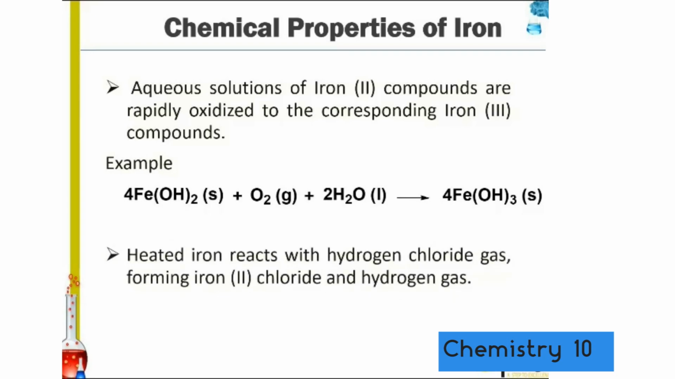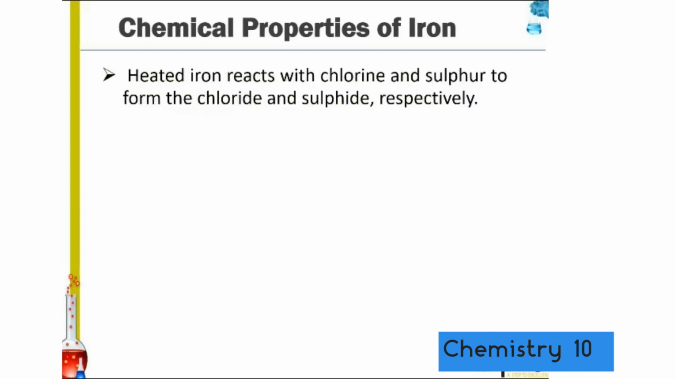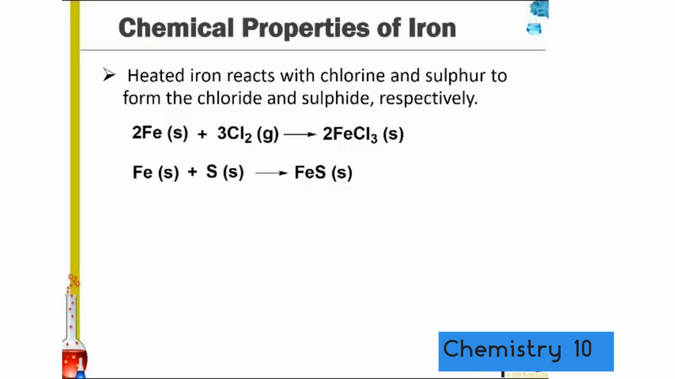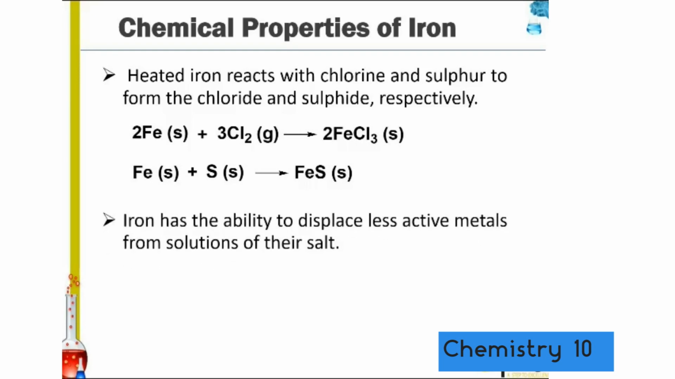Heated iron will react with hydrogen chloride gas, forming iron(II) chloride and hydrogen gas. In addition to chlorine, heated iron will also react with sulfur, forming a sulfide. And iron has the ability to displace less active metals from solutions of their salts.